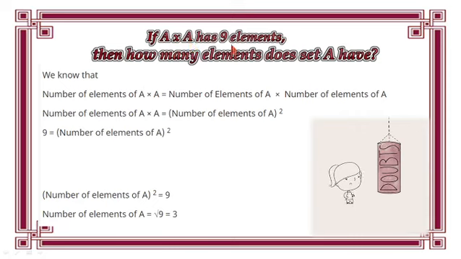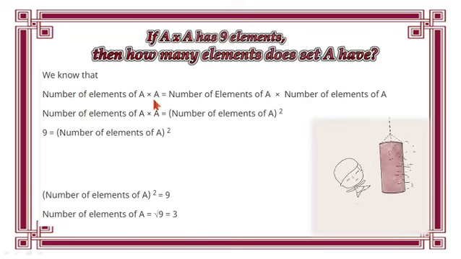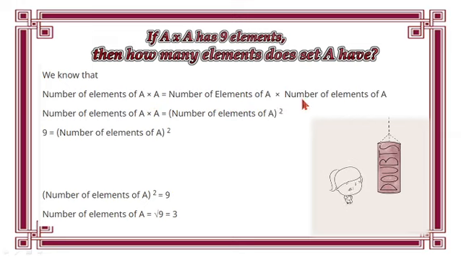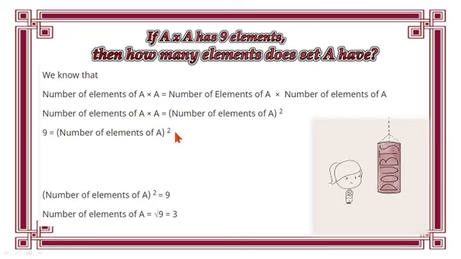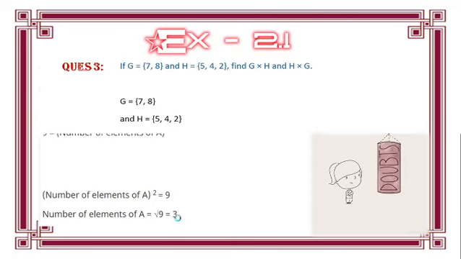If A cross A has 9 elements, then how many elements does set A have? Now we know this formula that the number of elements of A cross A is equal to the number of elements of A into the number of elements of A. So it means the square of the number of elements of set A. So A cross A has 9 elements is equal to the number of elements of set A whole square. Now we'll remove this square and we'll get the number of elements in set A, that is 3.